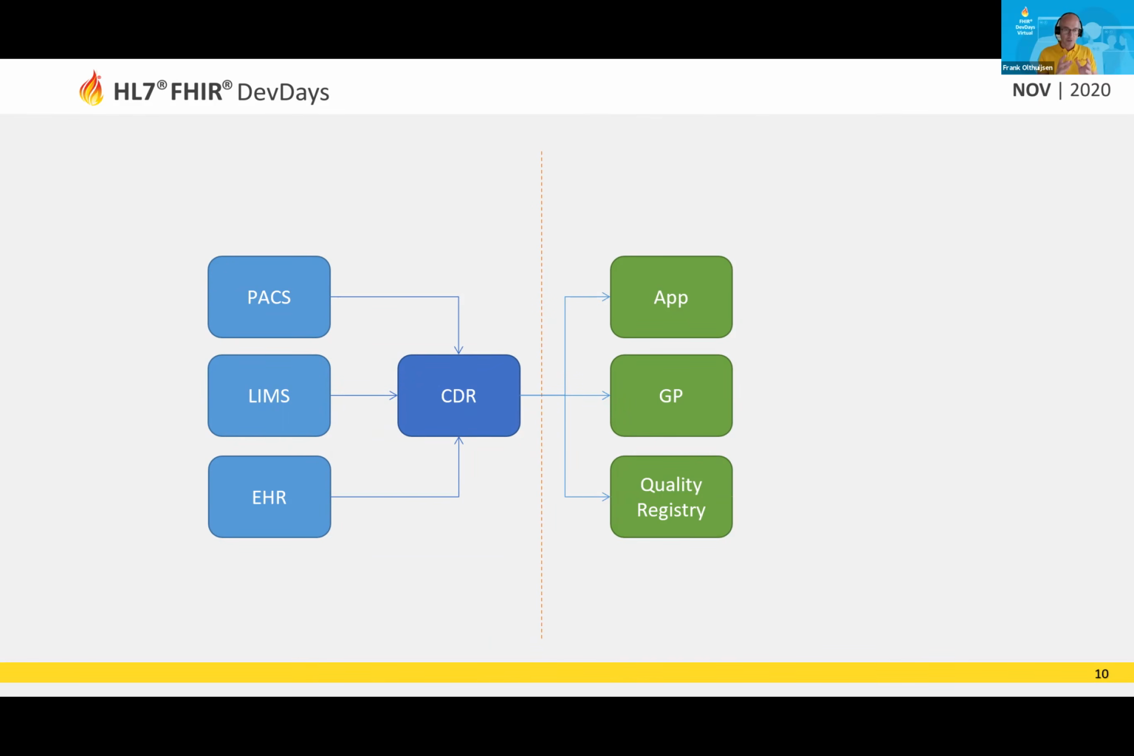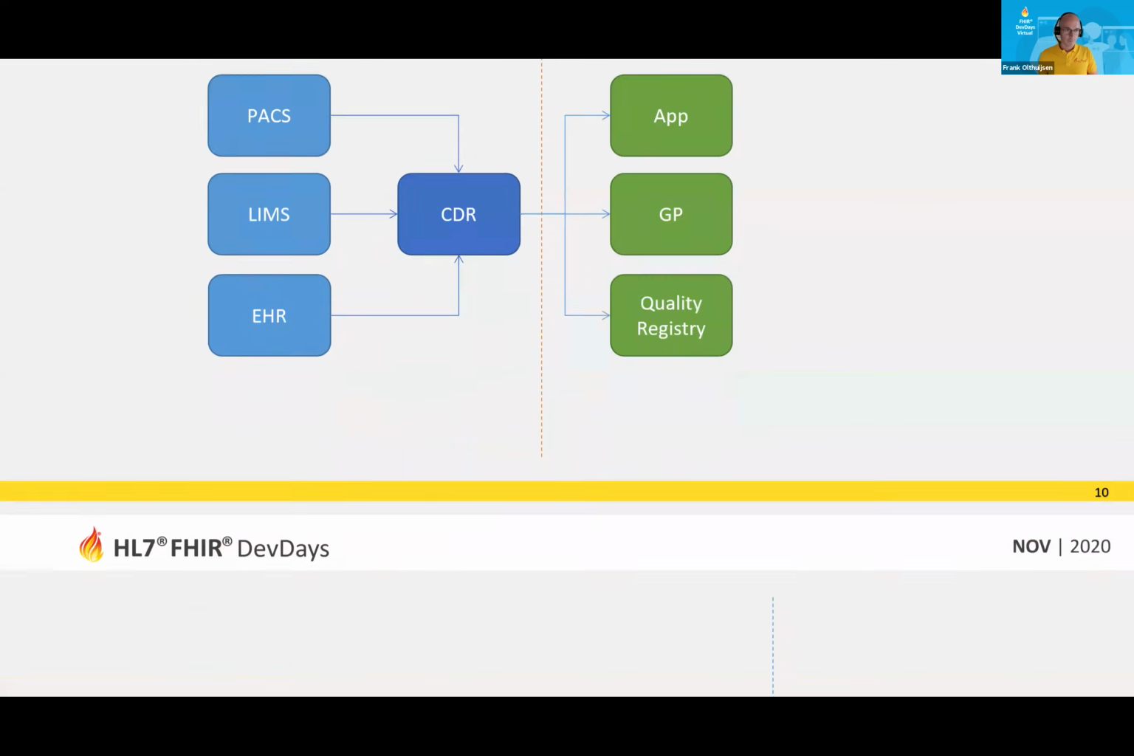Now let's take a closer look at the quality registry. So what a quality registry does is it collects information on the outcome of treatments, and then they use that information to assess which factors lead to the best results. And based on that, they offer suggestions for improvement.